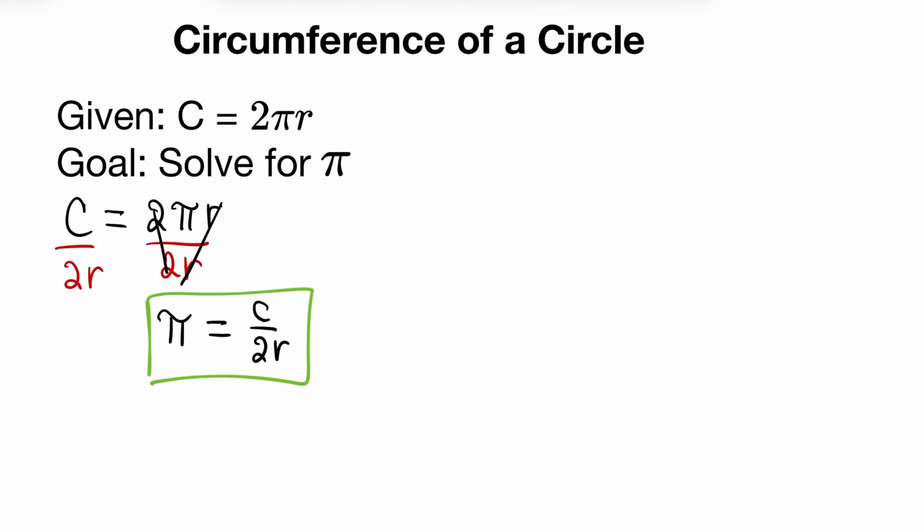All right. So even though pi is usually a constant, algebraically we can still isolate it. Okay, so I just wanted you to know that because there's a lot of confusion with that. So let's move on to example 3.